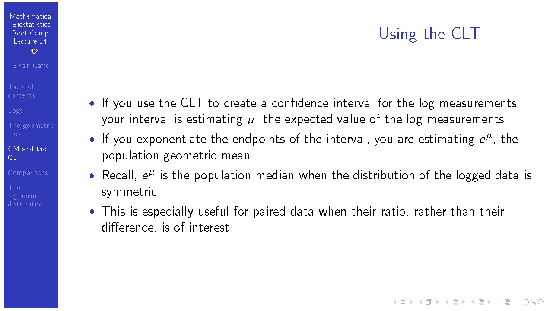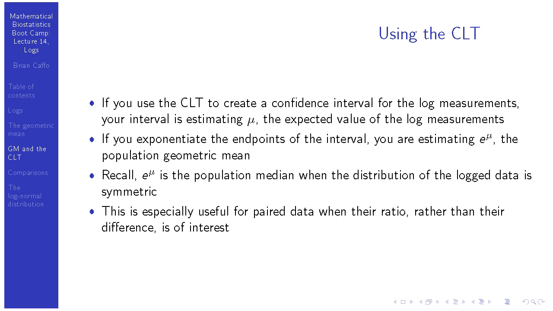So at any rate, if you use the central limit theorem to create a confidence interval for the log measurements, then your interval is estimating mu, the expected value of log x, in log units. Then if you exponentiate the interval, you're estimating e to the mu, the population geometric mean as I'm calling it. And then in the event the distribution of the log data is itself symmetric, your exponentiated interval is also estimating the median. So this is kind of a backhanded way of getting a confidence interval for the median.